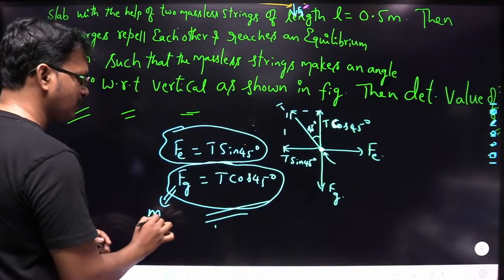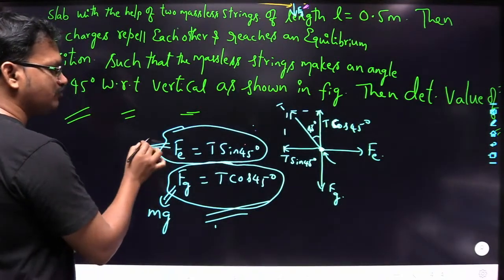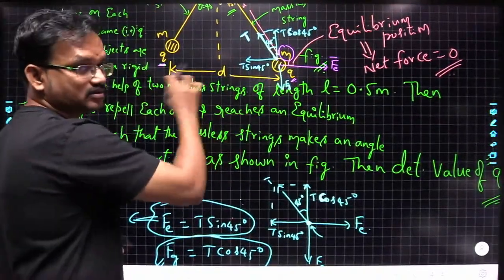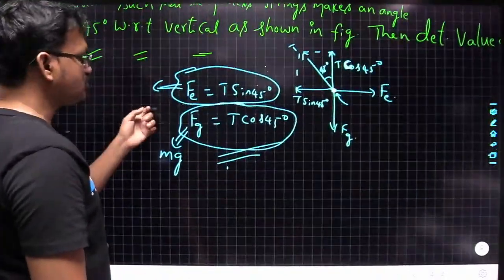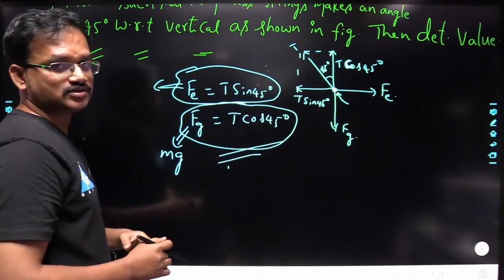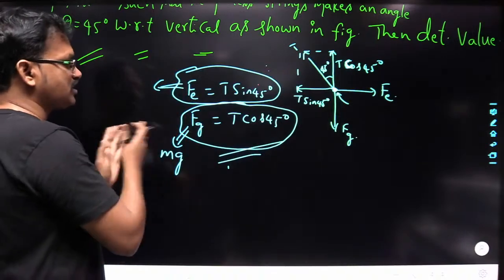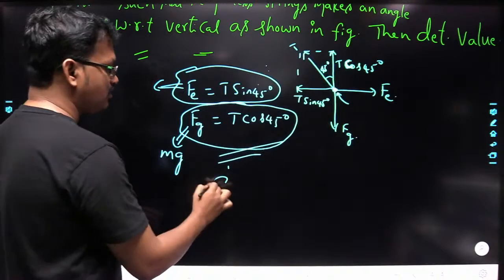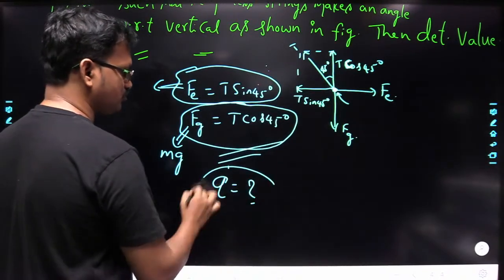Fg is equal to m into g, and you know the electrical force. This is the electrical force between what? Between these 2 point charges, yes or no? So you know how to determine the force between 2 point charges that are separated by distance d. So write the expression for this one, and from this you can easily simplify and you can get the value of the charge q.